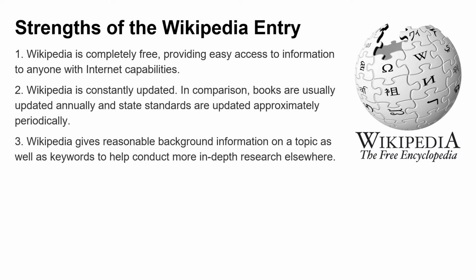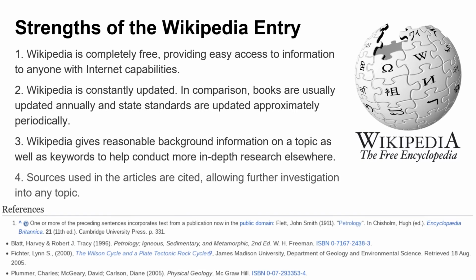Wikipedia also provides a reasonable amount of background information about a topic, as well as keywords that could help you research more about your topic somewhere else. Wikipedia also provides sources for the articles. They're cited and hyperlinked in order for you to further investigate a topic if necessary. And what we have here is a snapshot of the references that were included for the rock cycle on Wikipedia, which I would consider these 4 details to be reasonable strengths of Wikipedia.